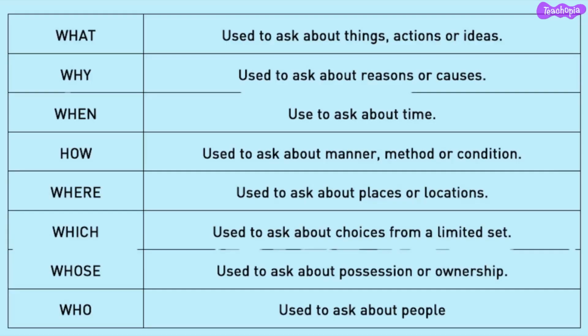There are all the WH questions and for what they are used. So let's have a quick revise. What asks about things. Why asks about reason. When asks about time. Where asks about place. Who asks about people. Which asks about choices. How asks about manner or method. So these little words are very powerful because they help us get more details.